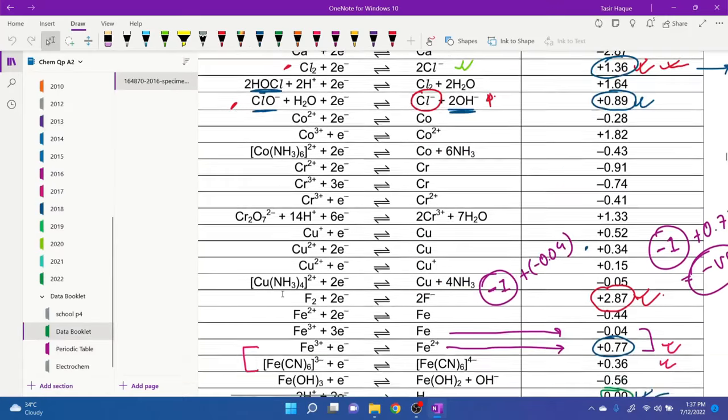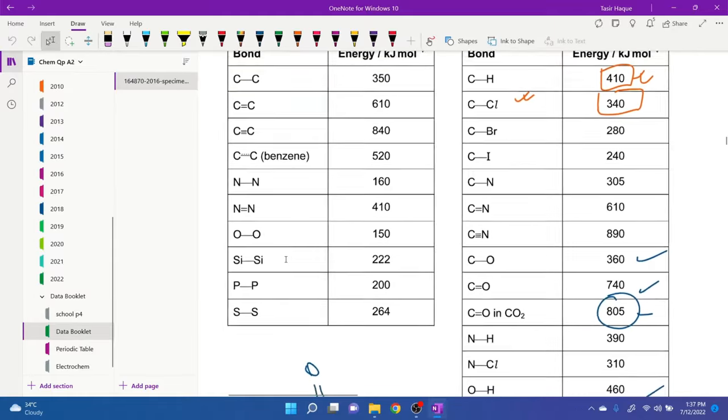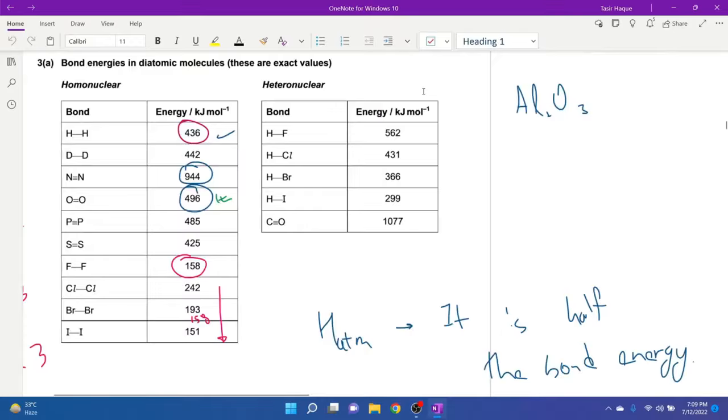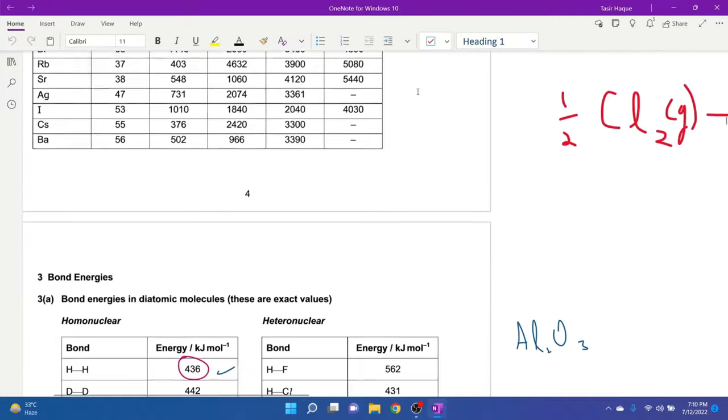So check this out. Let's look at the bond energy for oxygen. The bond energy of the oxygen double bond is 496. As I was saying, the enthalpy of atomization is half the bond energy, so it should be 496 divided by 2. So that's one of the things we need.